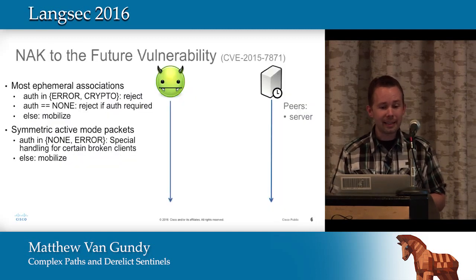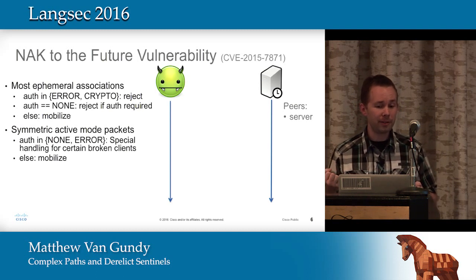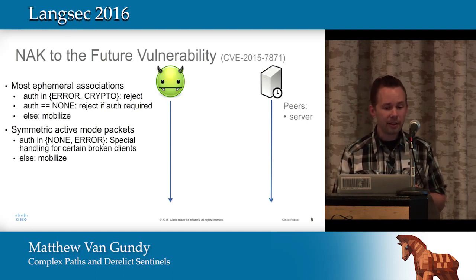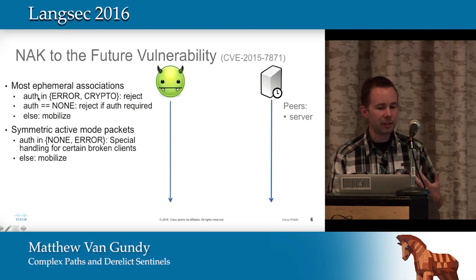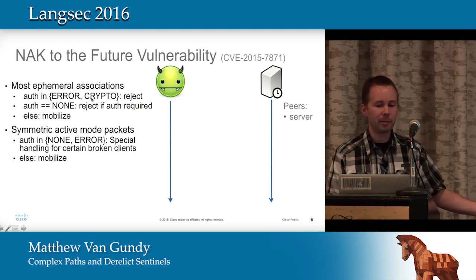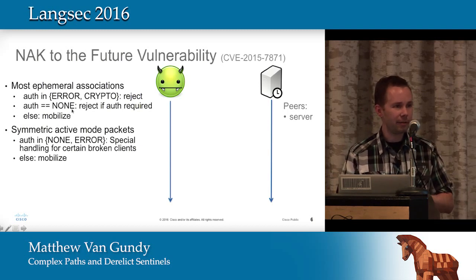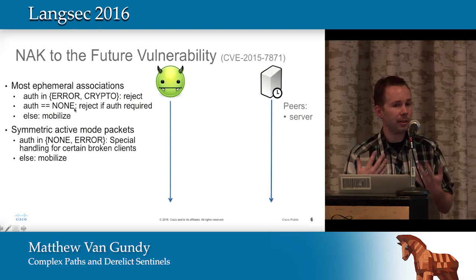What this means is that when an ephemeral association is trying to decide whether to bring up an ephemeral association, in most of the code, it basically says, hey, if authentication is either error or crypto, go ahead and reject this packet. Don't bring up the ephemeral association. If it's none, we're going to reject this packet if authentication is required. Otherwise, we'll bring up a new association.